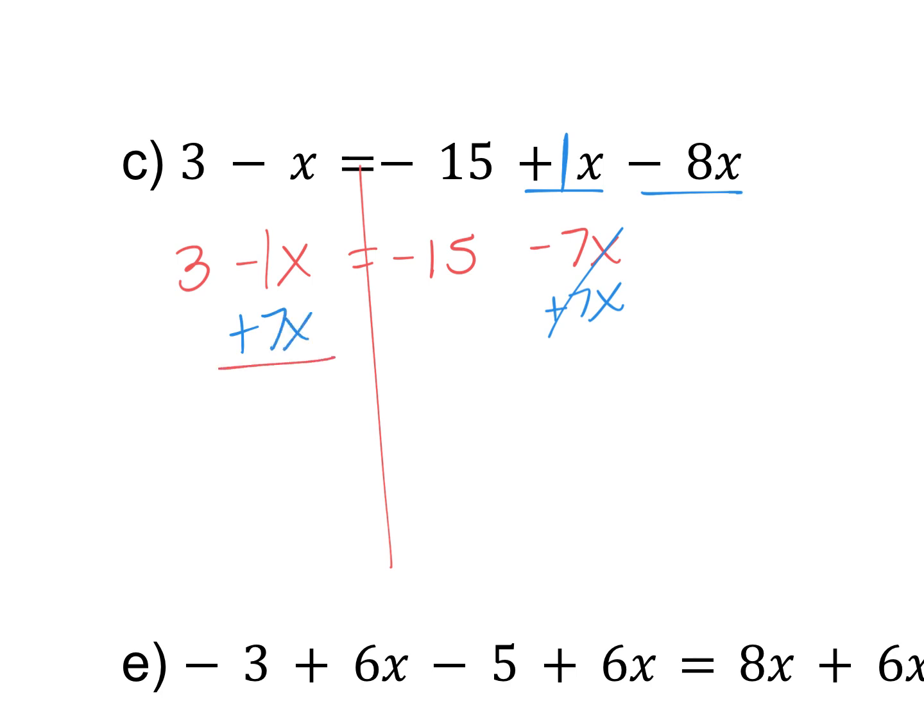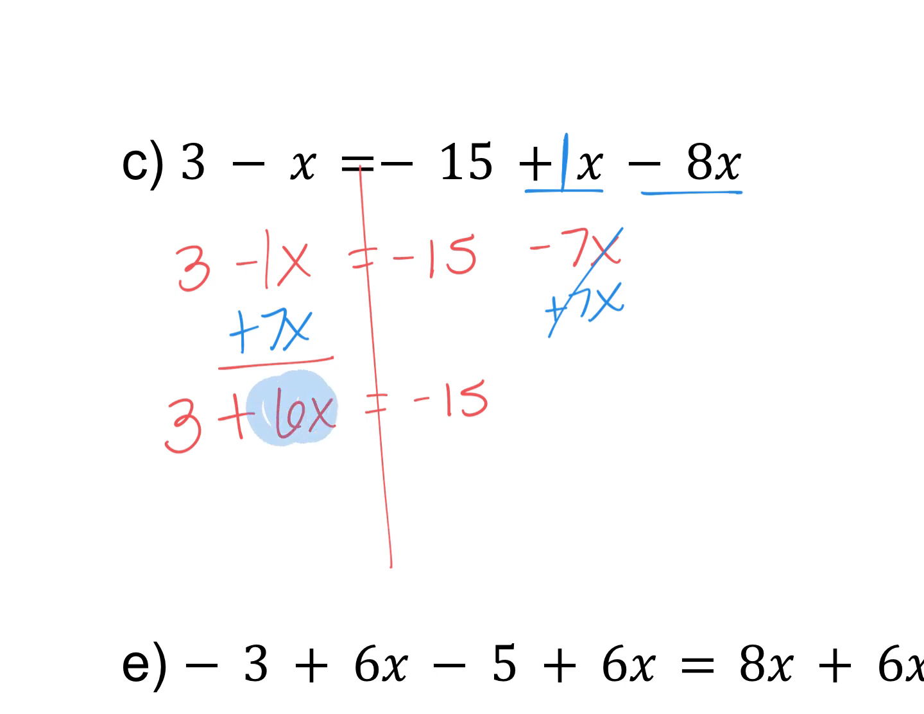And then those cancel on that side, and you have on this side negative 1x plus 7x would give you positive 6x. And then I'm going to bring everything else down. And since it's positive, I'm going to put a plus sign in between the 3 and the 6x. Bring your equal and your negative 15 down. And now it's just a two-step equation.